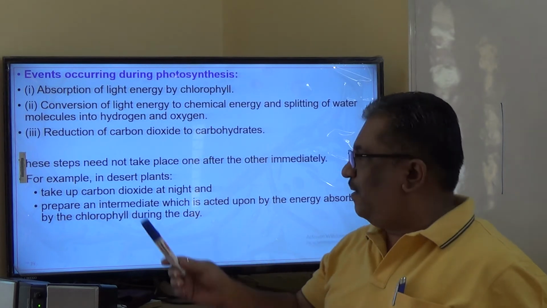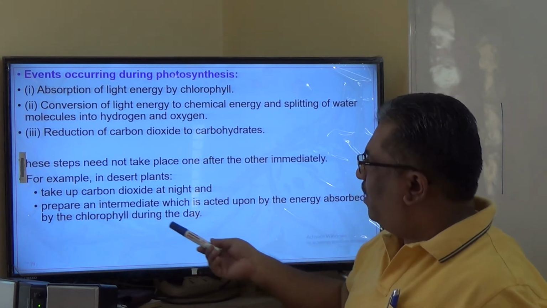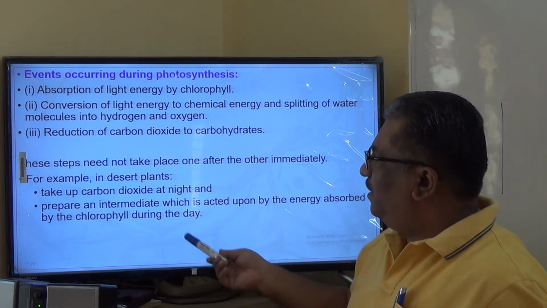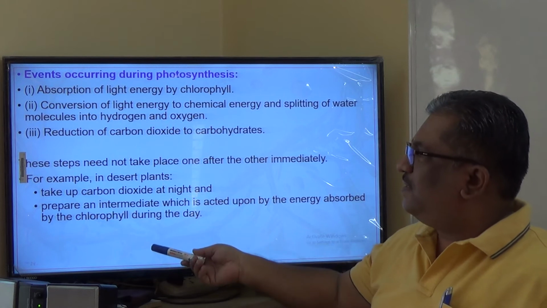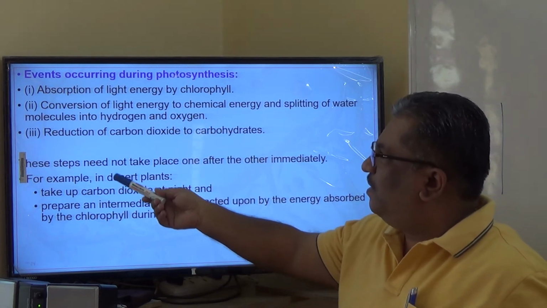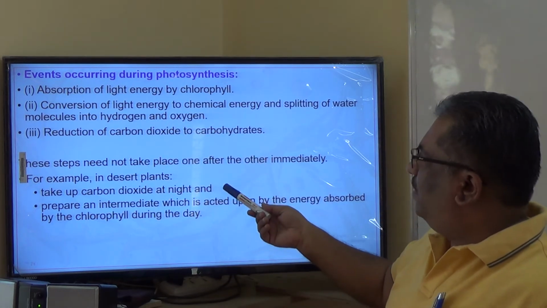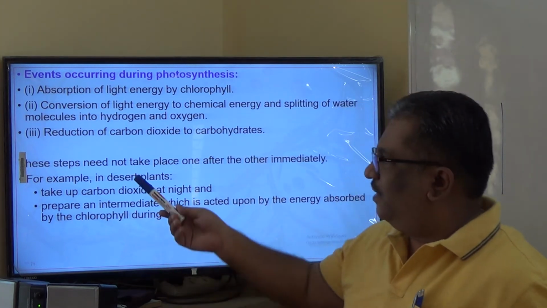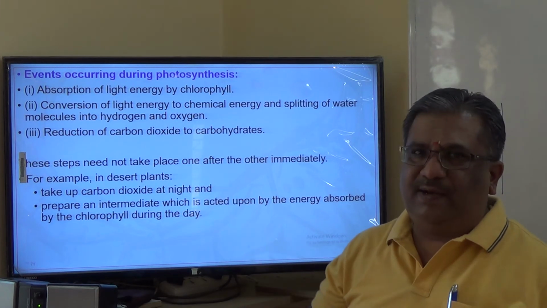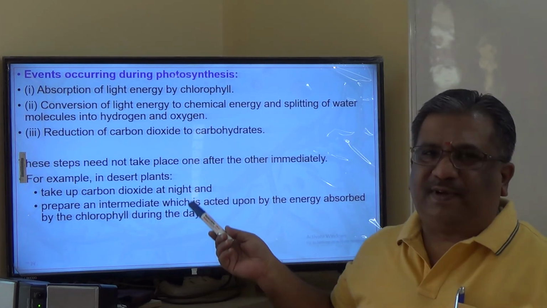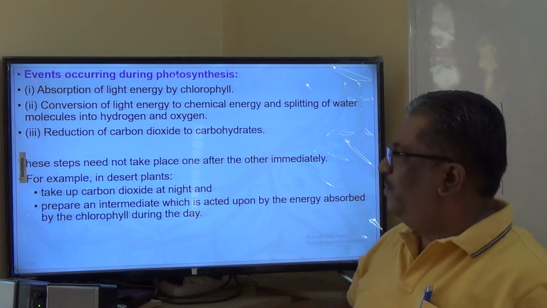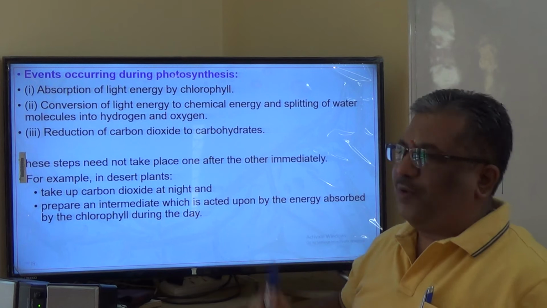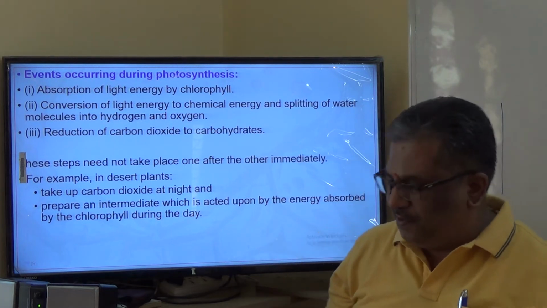They take up carbon dioxide at night, and prepare an intermediate which is acted upon by the energy absorbed by the chlorophyll during the daytime. What I mean to say is that the steps need not take place one after the other or in a particular sequence, and the desert plant is one example given in your textbook. Maybe not much of a consequence, may not be much of help. I think these are the three points which are important. Fine, so let us proceed to the next slide.